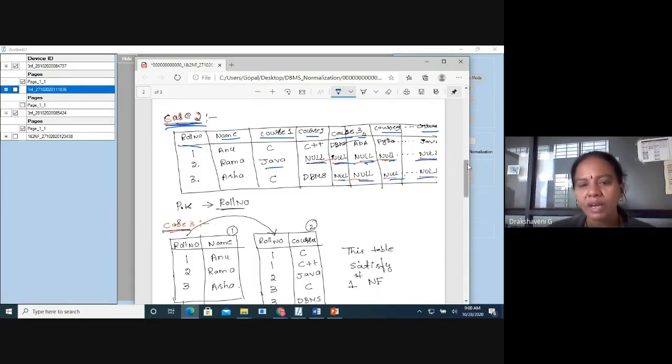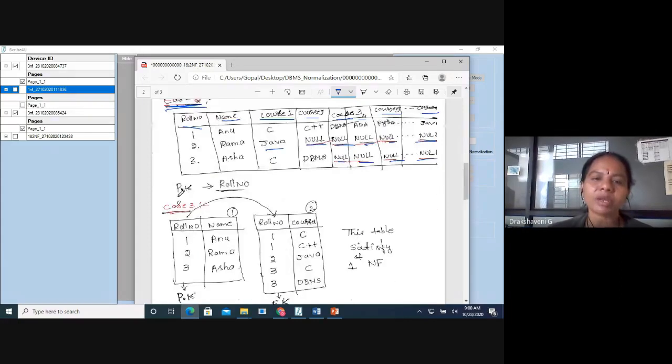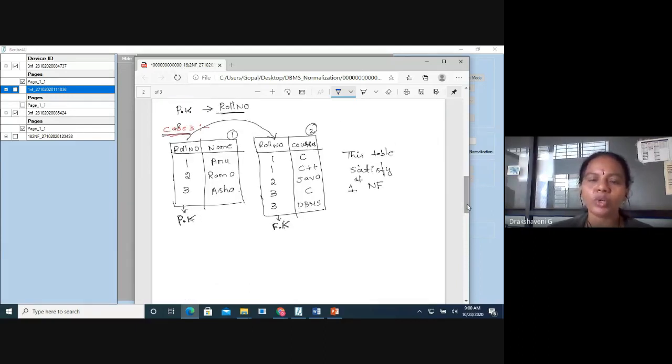Okay. And one more way. Let's see in this case, what is the primary key? We can make the primary key roll number. Though we make it the primary key, you can see in this table there are so many nulls. So in case 3, we decompose the table into two tables. One is roll number and name. Another table is roll number and course.